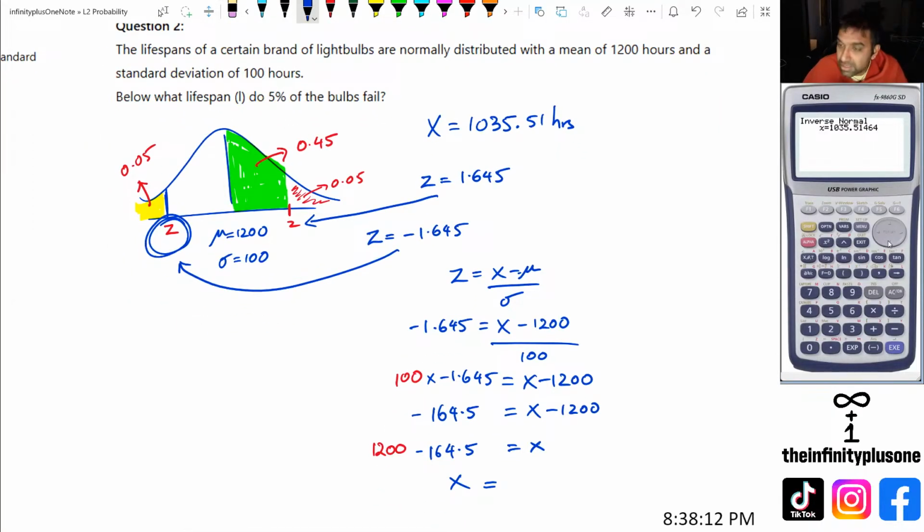Which gives me X is equal to, let's just go into the calculator very quickly. We got 1200, take away 164.5, and that's going to give us 1035.5. So yeah, that's pretty much the long method. As I said, you can use the calculator, but it's always good to do the diagram and then get the answer real quickly in the calculator, right?